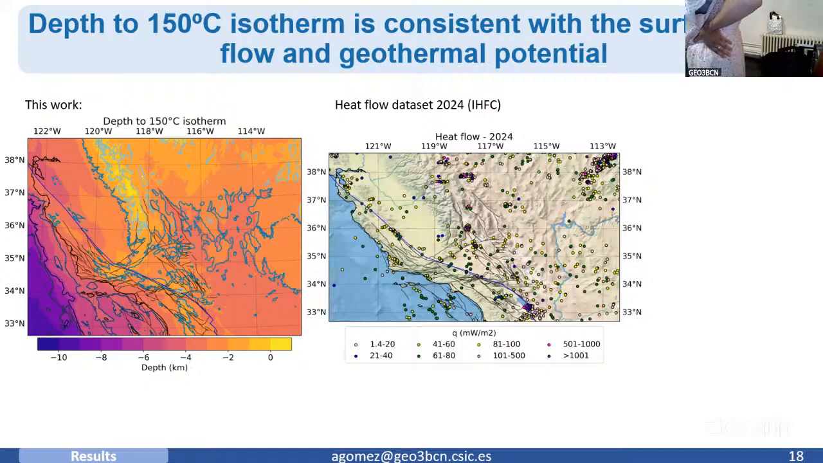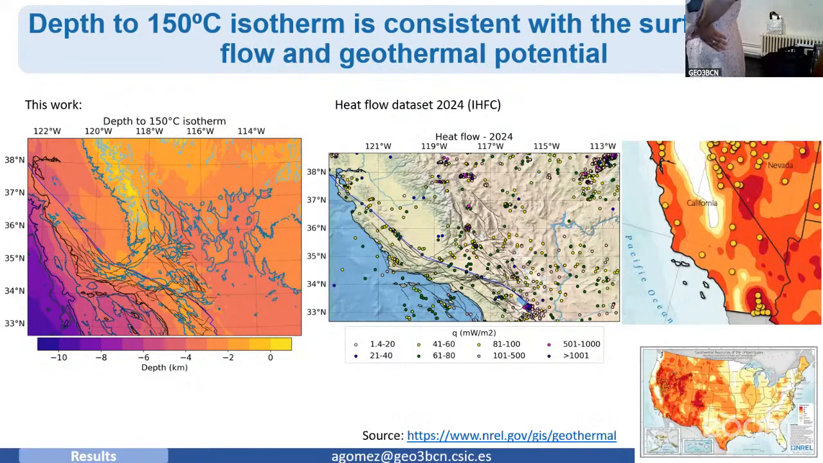And what we can see compared with the surface heat flow observation is that we have also increased surface heat flow measurements here, particularly here in Sierra Nevada and here more to the rift in the south. And if we compare this depth to the isotherm with the geothermal potential, and also the geothermal wells, which are these yellow dots, we can see that it follows a similar trend, this fork-like trend.